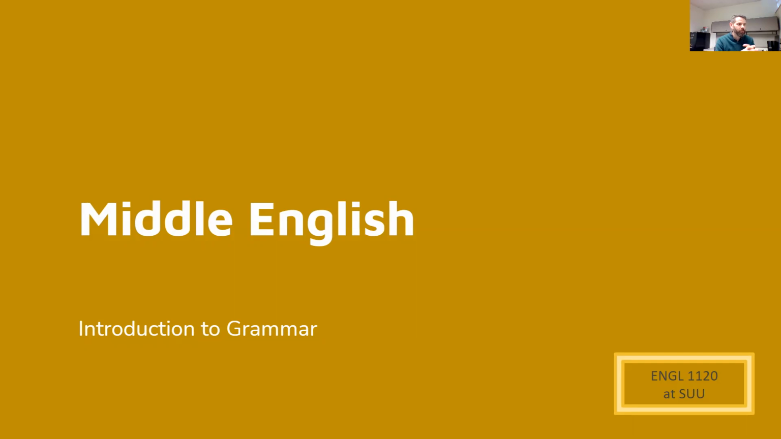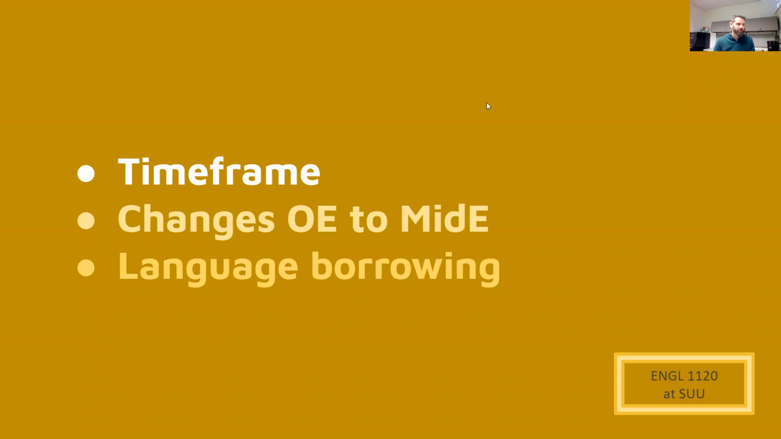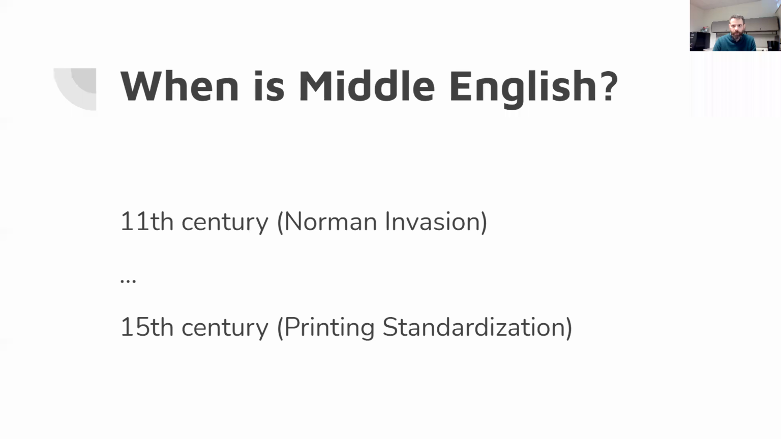This week we're going to talk about Middle English. So I want to give you a quick overview of why learning about Middle English is relevant to our study of grammar. And the first thing that we want to give an overview is the time frame. When did Middle English happen? What are the changes or the differences between Old English and Middle English? And then what kind of language borrowing and language contact was occurring during this time?